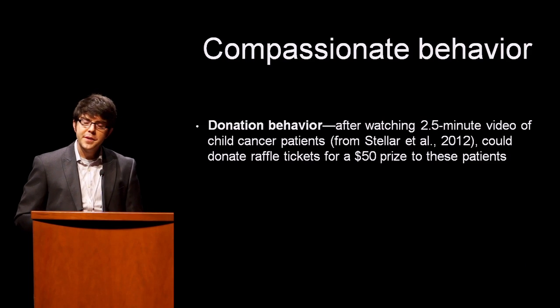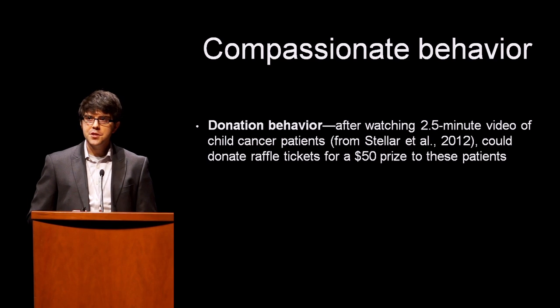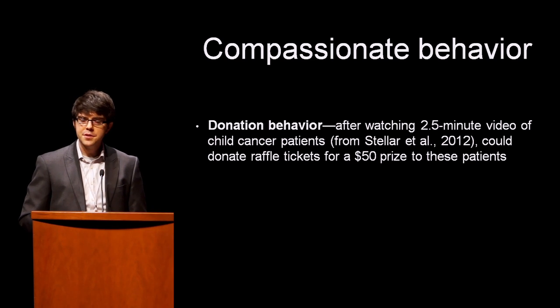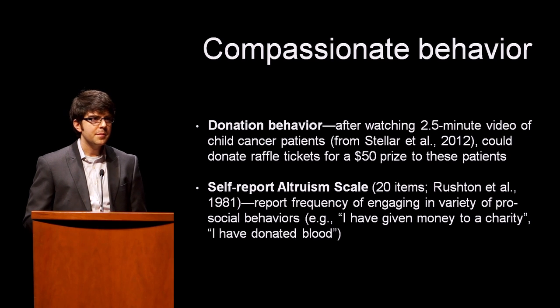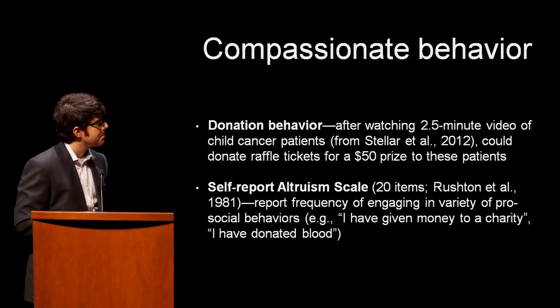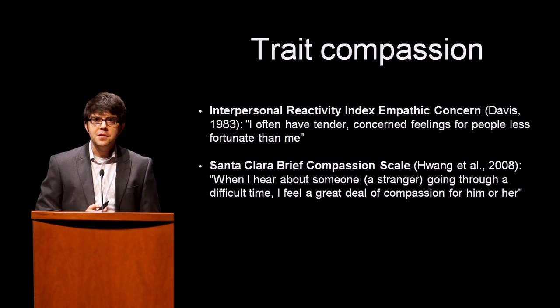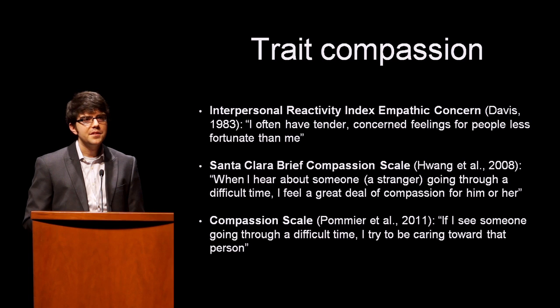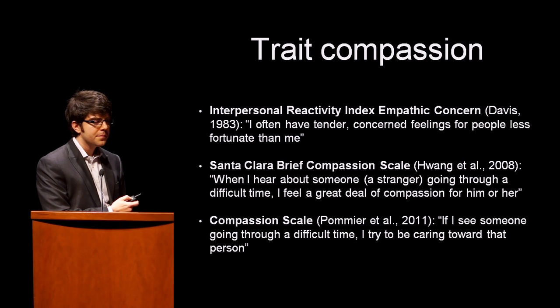We included 2 measures of donation behavior, compassionate behavior. People watched a 2.5-minute video of child cancer patients and were then told they could contribute, they could donate raffle tickets for a prize to these patients. And they also completed the self-report altruism scale, which measures, as you might imagine, self-reported altruistic actions. We also had them complete 3 measures of trait compassion. Perhaps the most well-known is the Interpersonal Reactivity Index Empathic Concern subscale. All of these have people self-assess the degree to which they are compassionate on a day-by-day basis. So these are all the measures we included in this online study.